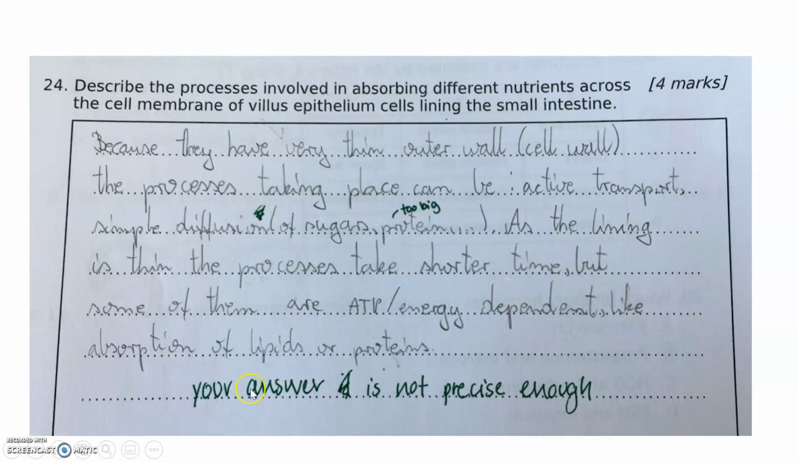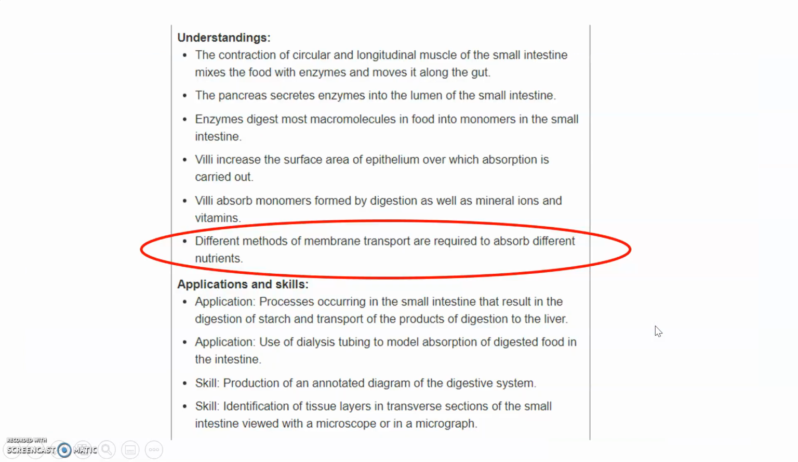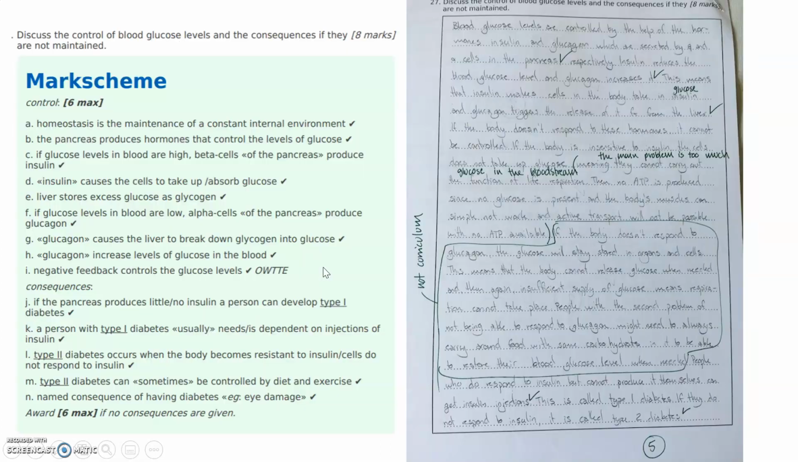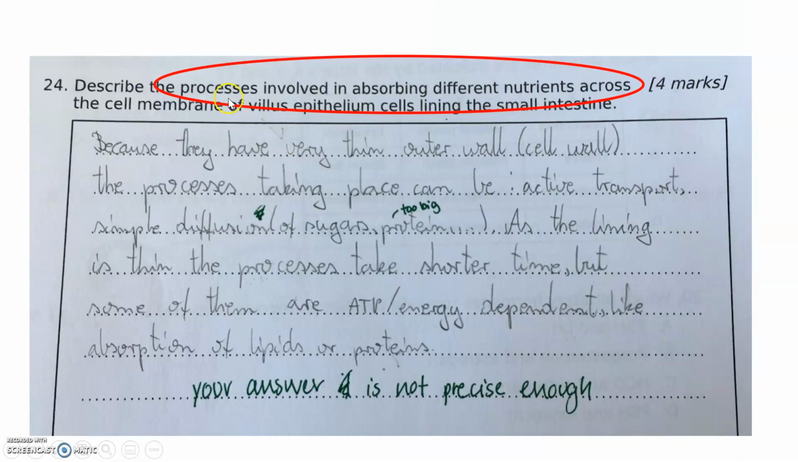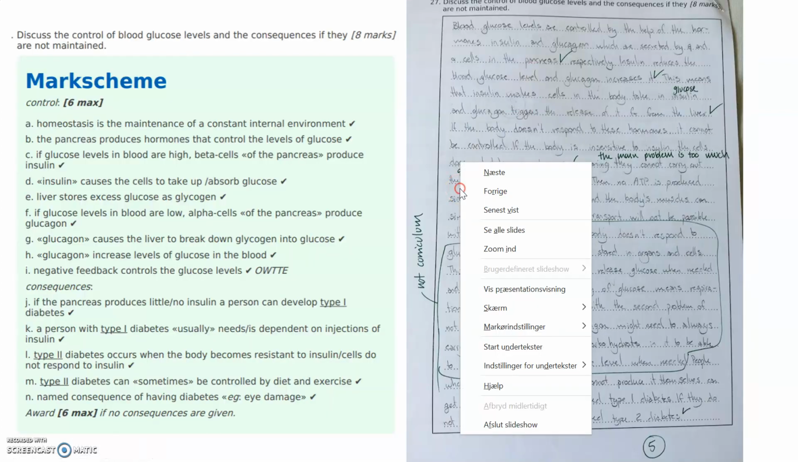But many of you would see when you get this back after the summer break that I have stated a number of times that your answer is not precise enough. So why is this answer not good enough? Well, if we take a look at the guide, it says here that one of the understandings is different methods of membrane transport are required to absorb different nutrients. And if we then look at the question again, it says processes involved in absorbing different nutrients across the cell membrane.